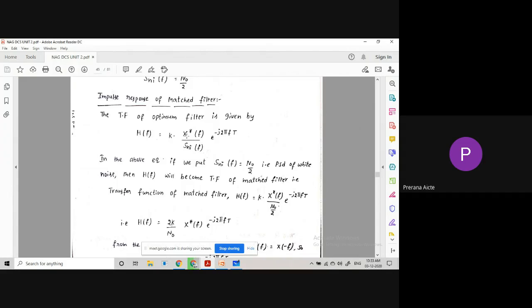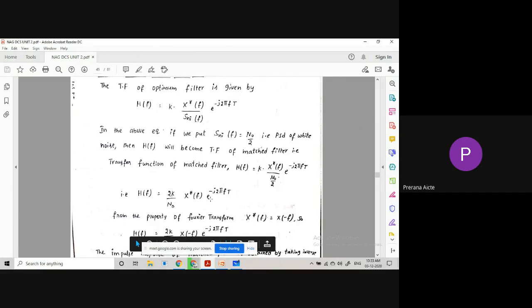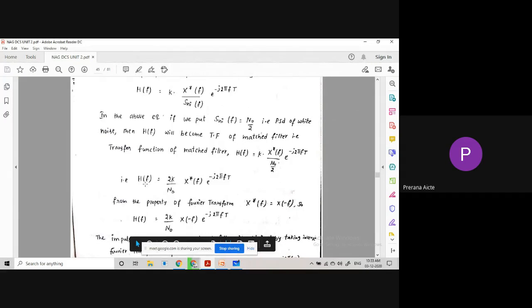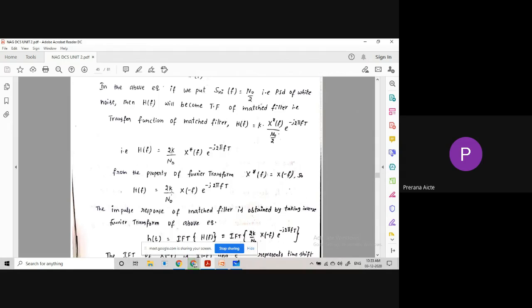Nothing but the transmitted pulse. So the transfer function of the matched filter is H(f) = k times X*(f) divided by N0/2, times e^(-j2πfT). Finally, on simplification, we write the transfer function of the matched filter as 2k/N0 times X*(f) e^(-j2πfT). So this is the final expression.